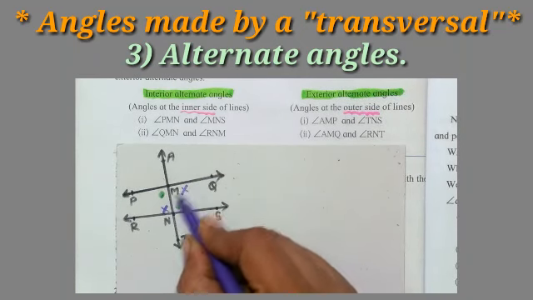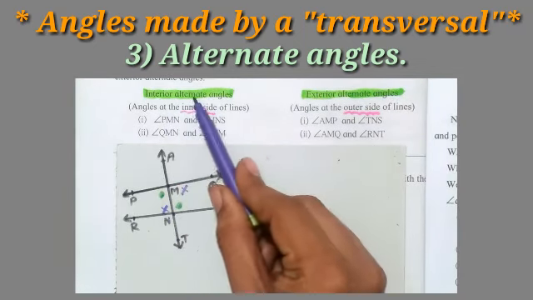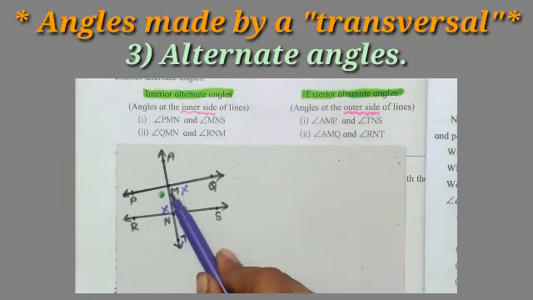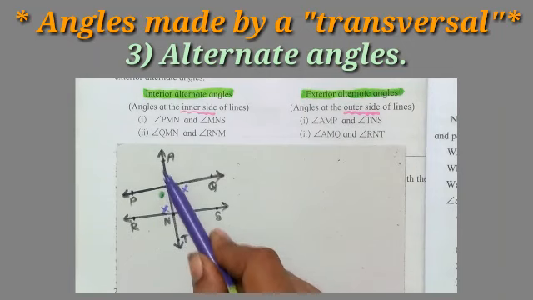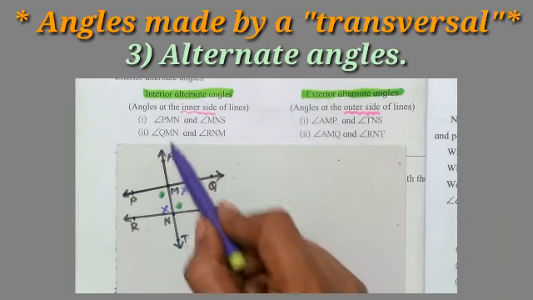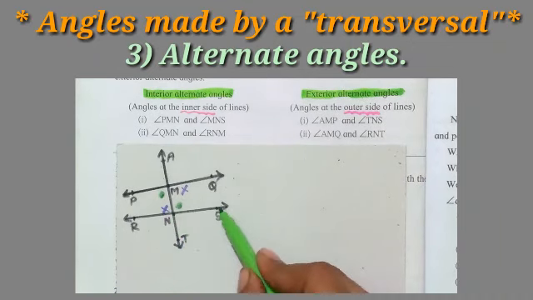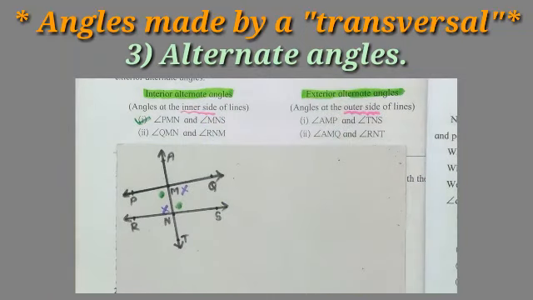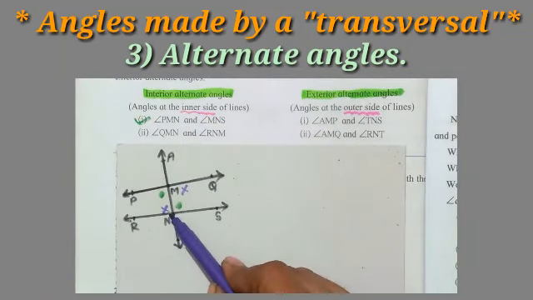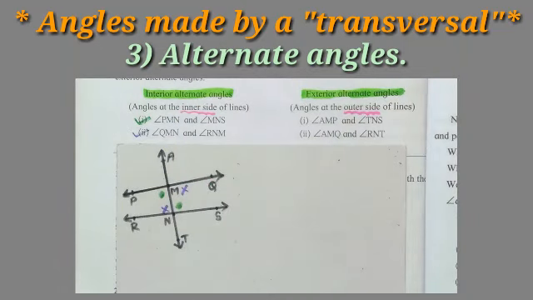This purple color cross means the second pair of the interior alternate angles. It means the angles which are inside the parallel lines but at the alternate side of the transversal. So PMN and MNS is the first pair of interior alternate angles, and angle QMN, this one, and angle MNR is the second pair of the interior alternate angles.